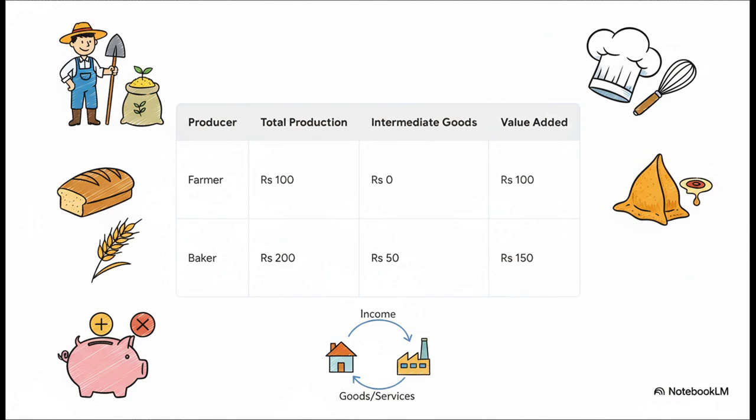The farmer produces wheat that's worth 100 rupees. The baker buys 50 rupees worth of that wheat. That's an intermediate good for him, and uses it to bake bread that's worth 200 rupees. Now, if we just add up the total value of production, 100 plus 200, we get 300. But wait, that's wrong. We've double counted that 50 rupees worth of wheat. So to fix this, we have to calculate something called the value added by each person.